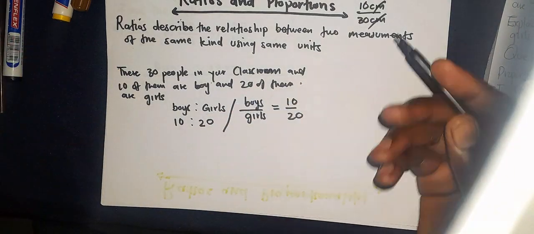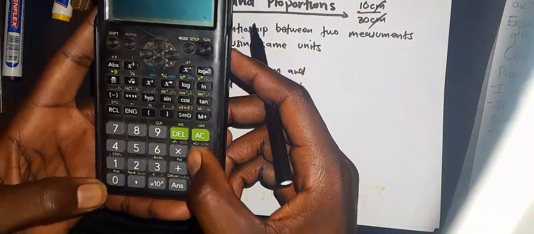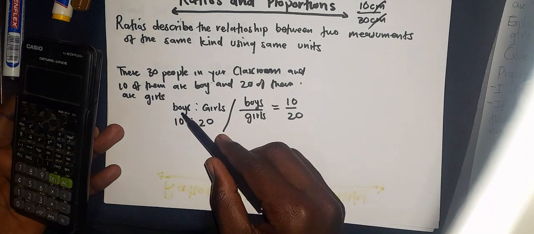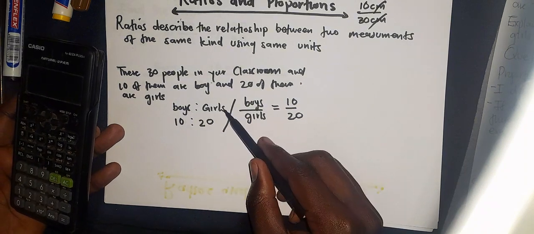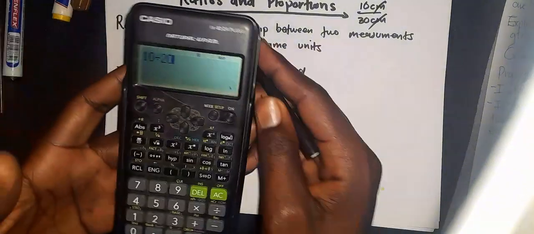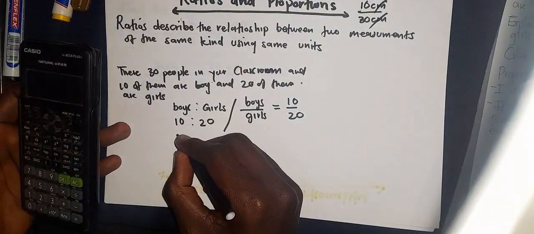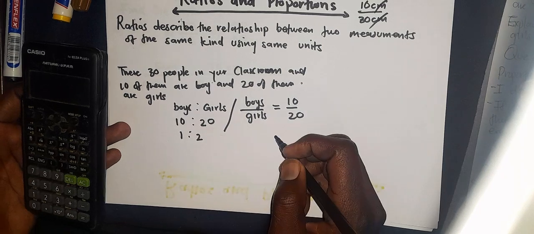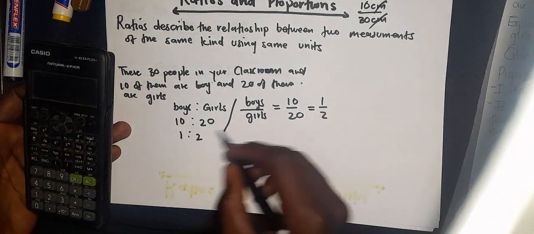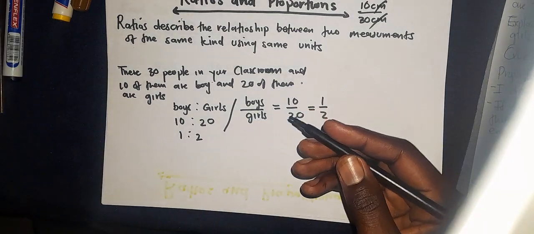How can we simplify it? Simply, you don't have to find the highest common factor. You just take a calculator and say 10 divided by 20. It is very important to match this, because here we need the ratio of boys to girls. If we needed the ratio of girls to boys, we would start with 20 and 10. So we take 10 divided by 20, and we get a half. Our ratio here is 1:2. We can also write this as 1 to 2. This is the same thing, guys, you just write it in a different form.